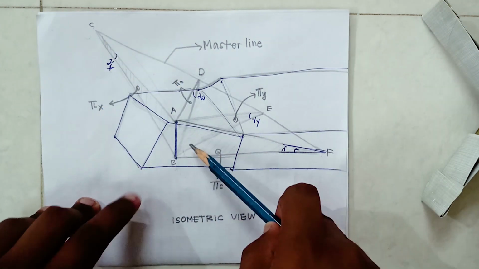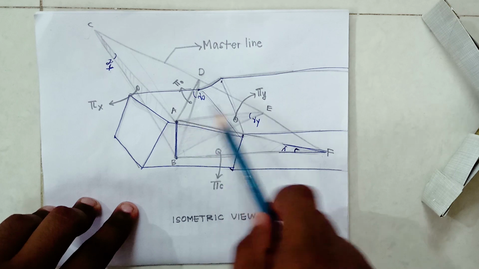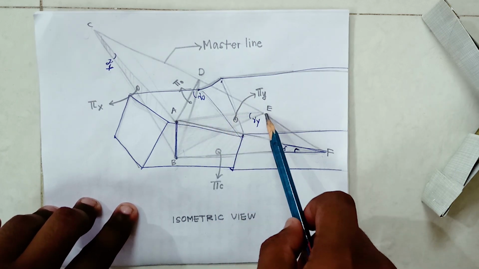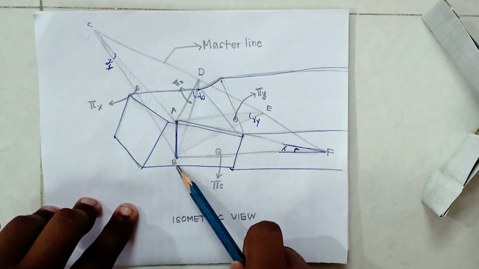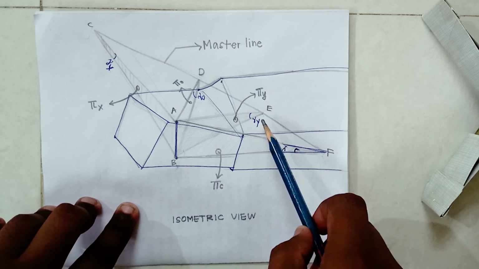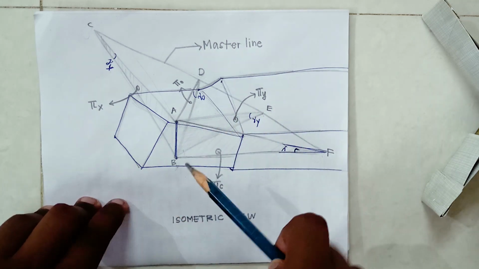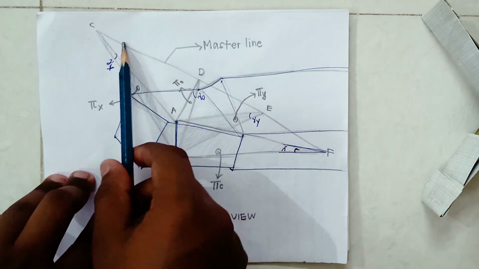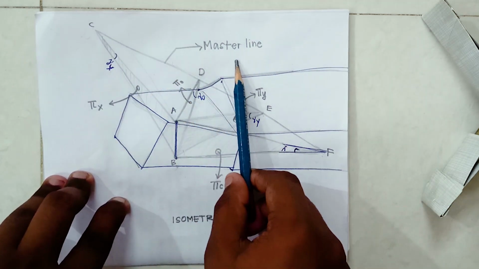Draw a line which passes through the pi y plane and also rake face, and it will touch the ground at point E. And if I join point B and point E, the angle subtended is gamma y, which is back rake angle. Now the interesting thing here is all these 4 points C, D, E, F lie on the same line, and that line is called master line.